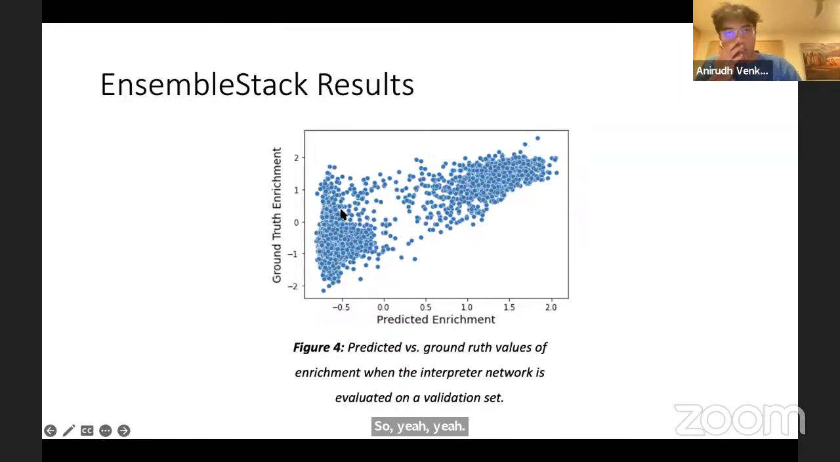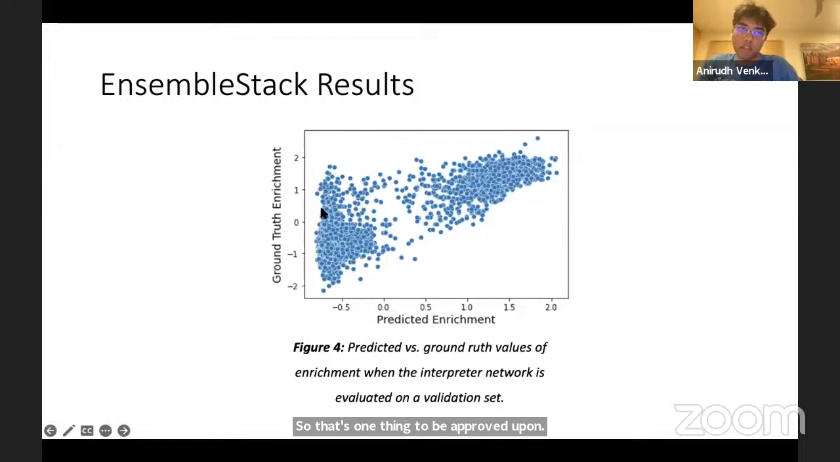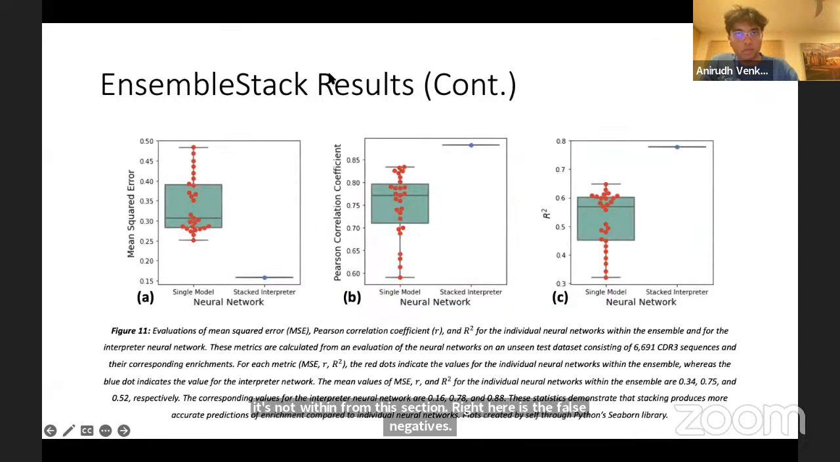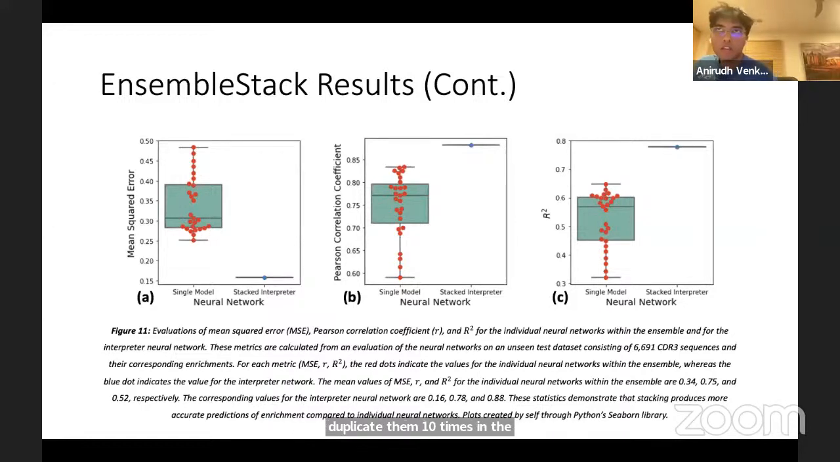But an indication of this is that the algorithm has a relatively high false negative rate. So that's one thing to be improved upon in this algorithm. This section right here is the false negatives. Could you improve on that with just data augmentation? You know, records that you're weaker on, just duplicate them 10 times in the training set, disperse them randomly. Yeah, I think data augmentation would definitely be helpful, but probably the biggest thing is just getting more data. And that's the thing with most bioinformatic experiments, that there's not much data available.